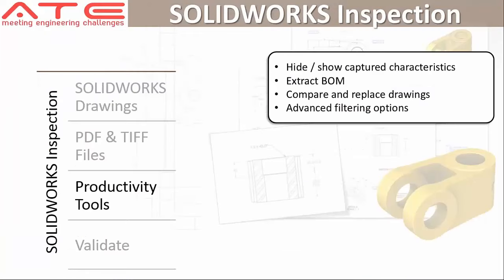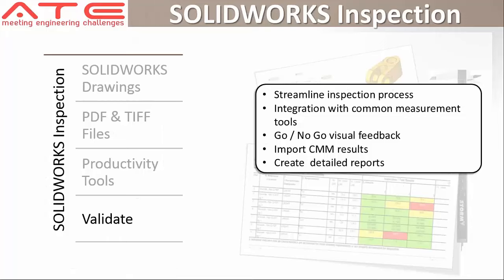As you saw during the demo, you can show and hide captured characters. You can also extract bill of materials in SolidWorks Inspection and standalone. You can also compare and replace drawings. If you have multiple revisions, you can just replace them. It also has advanced filtering options, so you can add different color codings and different styles for your inspection report. You can also validate your inspection report; it's a simple process.